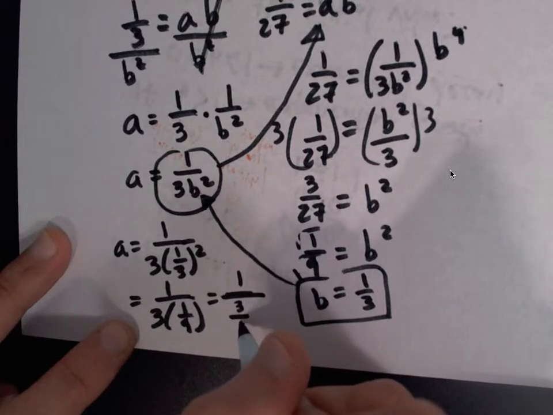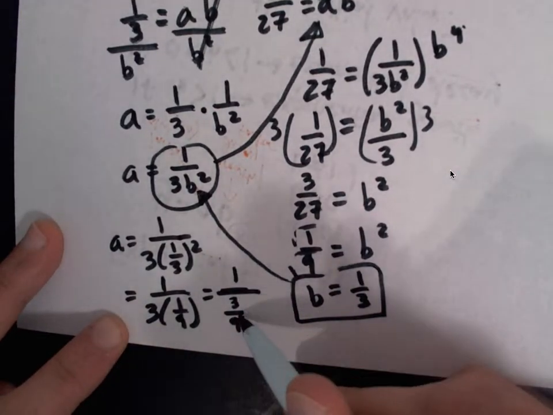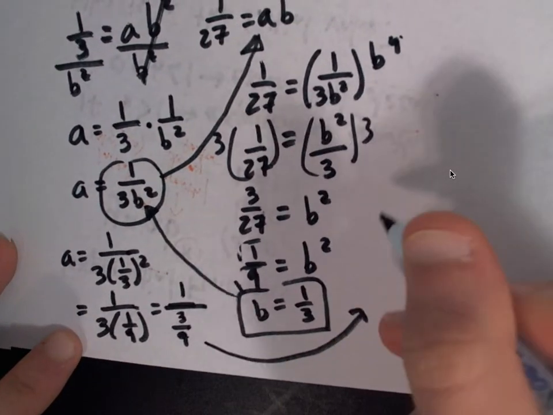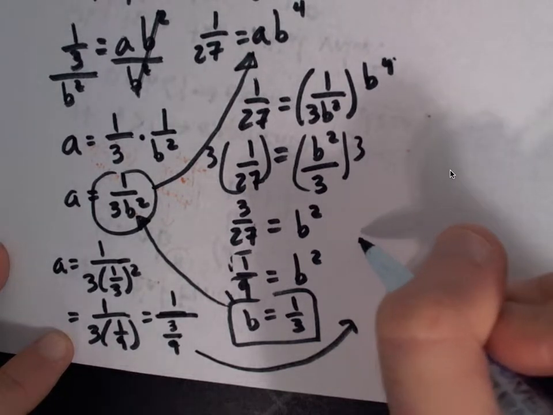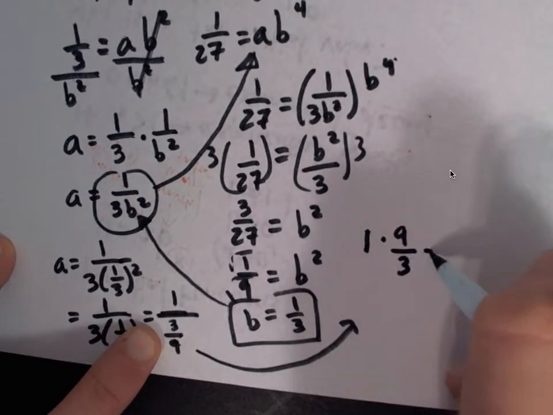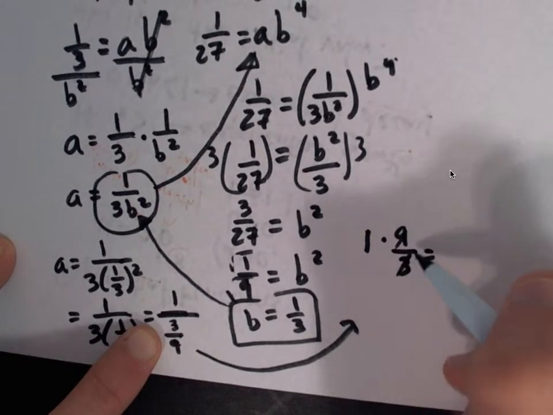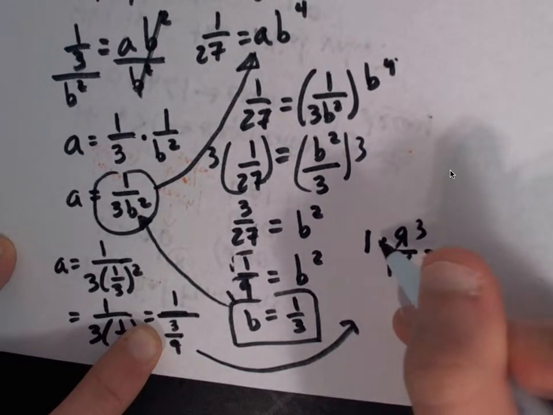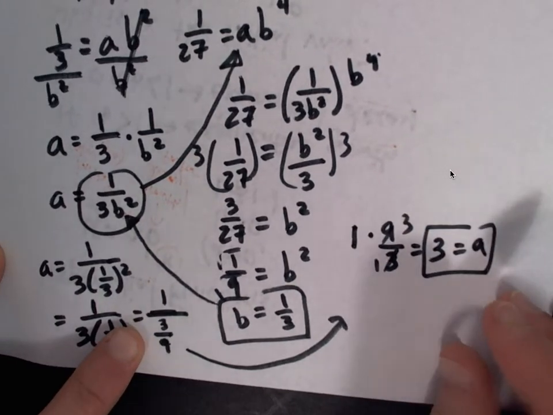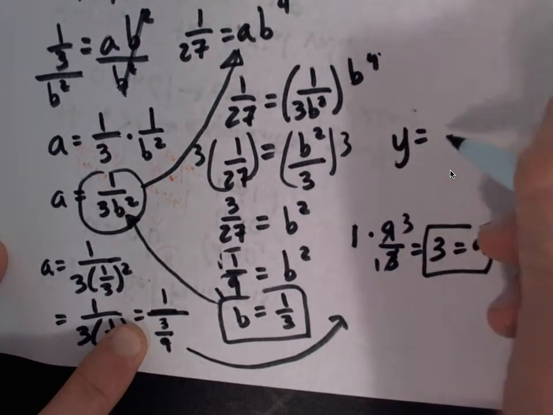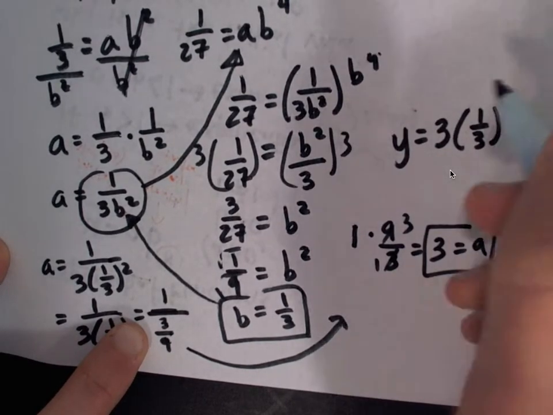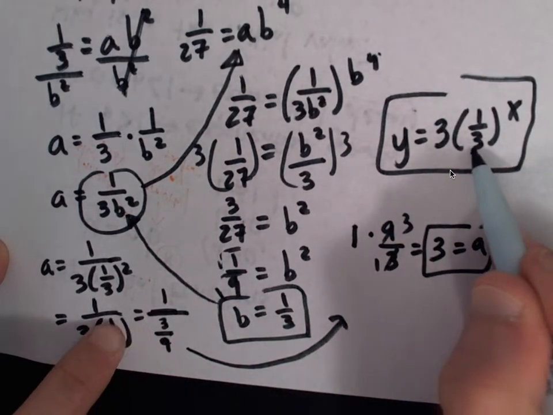3 over 9. But remember, 1 divided by 3 over 9 is the same, division is the same as multiplying by the reciprocal. Sorry, let me go over here. So 1 divided by 3 over 9 is the same as multiplying by the reciprocal. So 1 times the reciprocal, 9 over 3, which we could reduce to being just 3 over 1. So we just get 1 times 3 over 1, which is just 3. So a equals 3. So thus we get y equals a times b to the x. Y equals a, which is 3, times b, which is 1/3 to the x. So in this case, we've got some exponential decay going on.